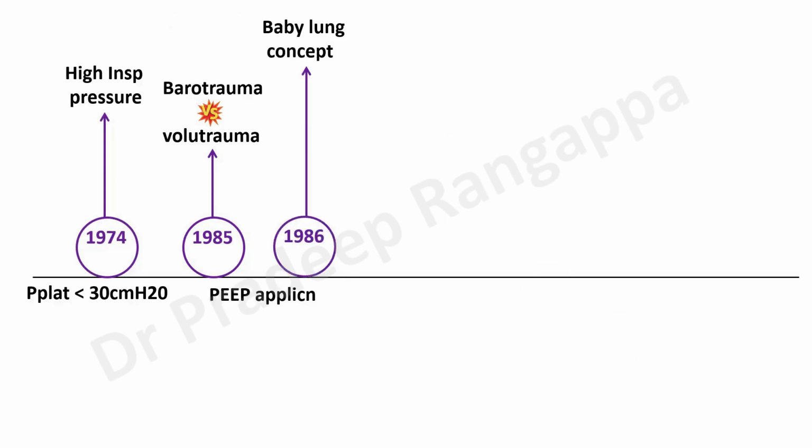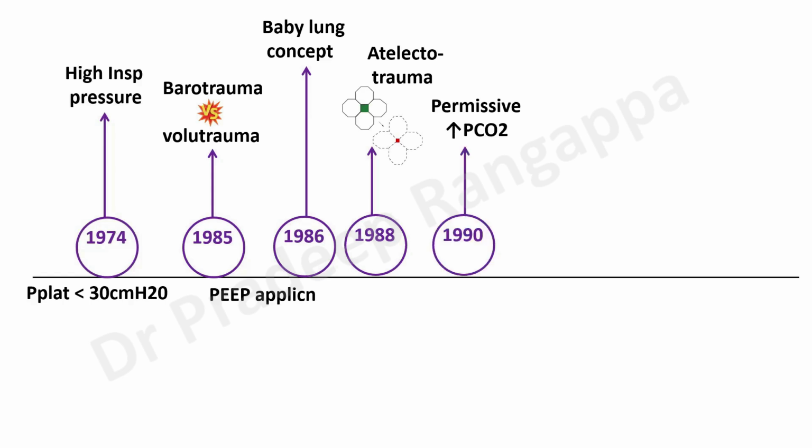In 1986, the baby lung concept came, and PEEP application as a concept came in around 1986. In 1988, there was a new nomenclature that was introduced called atelectotrauma, due to the repetitive closure and opening up of the alveoli in atelectasis leading to trauma.